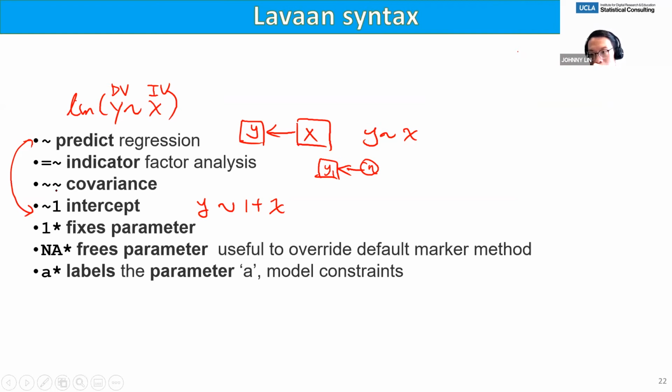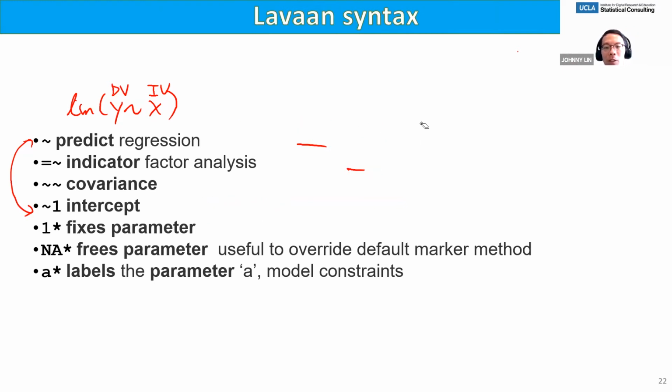Double tilde means I want a covariance. So what does it mean when I say I want f tilde tilde f, where f is the factor? The variance of the factor? Yes, exactly. The covariance of a factor with itself is the variance, right? And in that case, we called it psi11. Really good job. And then 1 star fixes the parameter.